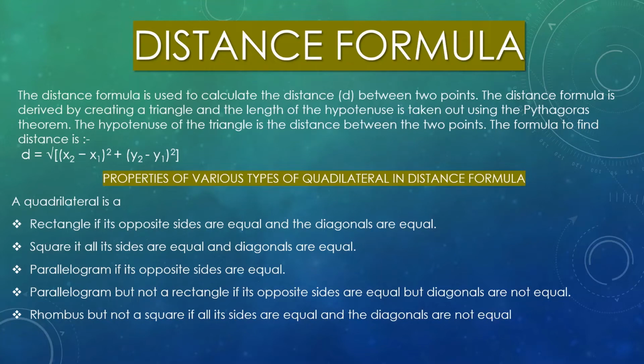Properties of various types of quadrilateral in distance formula. Now, a quadrilateral is a rectangle if its opposite sides are equal and the diagonals are equal. Square if all its sides are equal and diagonals are equal. Parallelogram if its opposite sides are equal. Parallelogram but not a rectangle if its opposite sides are equal but diagonals are not equal. Rhombus but not a square if all its sides are equal and the diagonals are not equal.